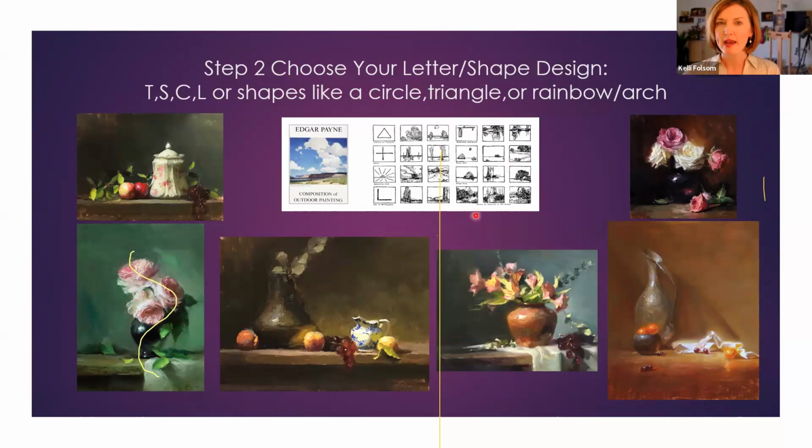The next shape is triangle. This is the triangle shape we all think of right away when we hear the word triangle, like pyramid. However, you can also use a triangle really any direction. In this composition, I'm using the vertical axis of the pewter pitcher, and I'm using the cast shadow of the pitcher on the back wall to create this triangular composition.